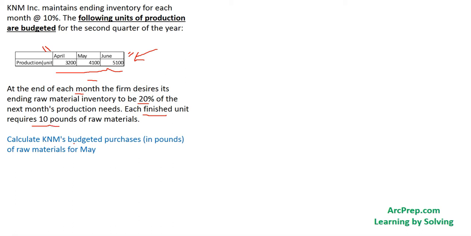Now, we are trying to calculate budgeted purchases in pounds, in weight, first before we do the dollar amount for May. Now, for May, I'm going to produce 4,100 units that I calculated, and it's also given here. Times 10 pounds per unit. It's given here. Now I'm calculating everything in pounds.